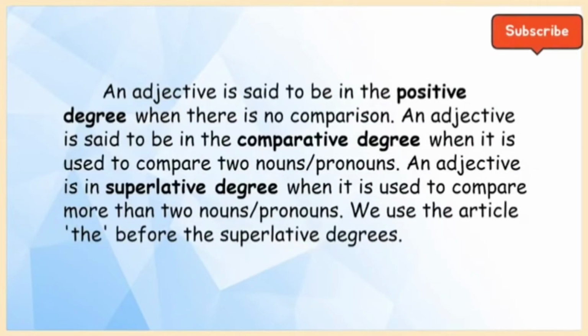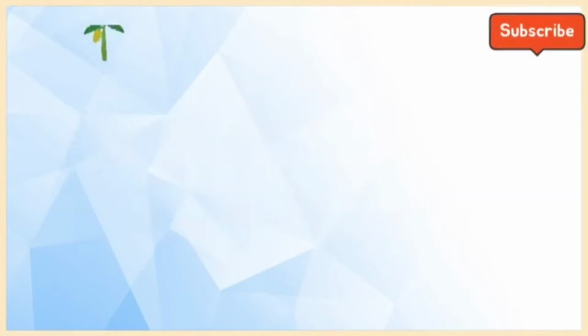An adjective is said to be in the positive degree when there is no comparison. An adjective is said to be in the comparative degree when it is used to compare two nouns or pronouns. An adjective is in superlative degree when it is used to compare more than two nouns or pronouns. We use the article the before the superlative degrees. Let us study examples.